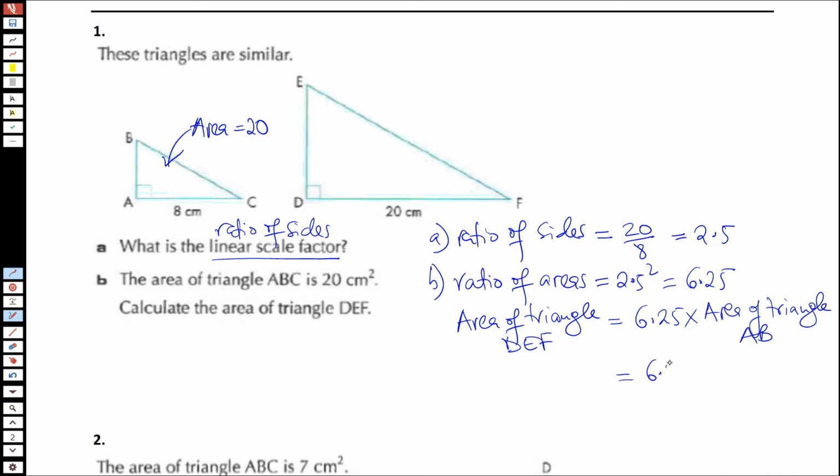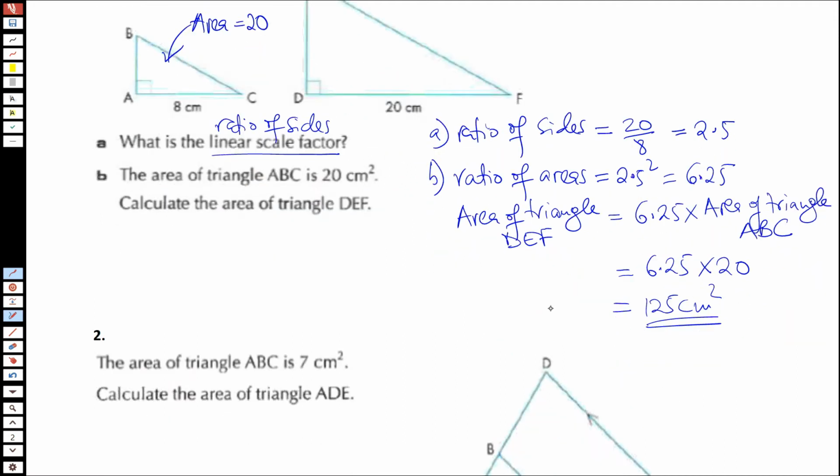So 6.25 multiplied by area of triangle ABC, which happens to be 20, gives us 125, and these are centimeters squared. Okay, so that's the reasoning behind it. The ratio of the areas basically tells us how many times one triangle is larger as compared to this smaller in terms of areas, basically. All right.